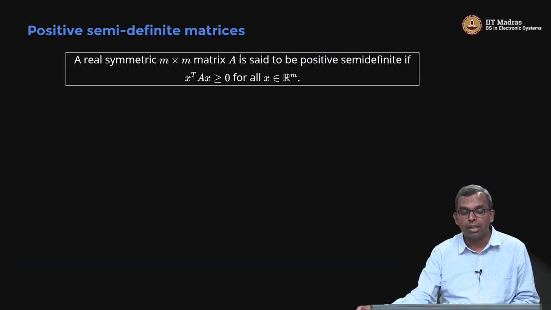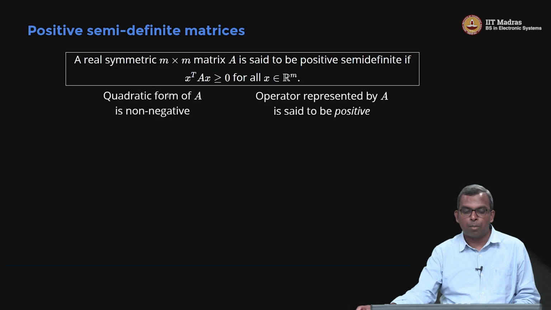So what should happen here? If I have a real symmetric matrix A, I know the quadratic form is x transpose Ax. If the quadratic form for all x is non-negative, then we say A is positive semi-definite. Now here is a couple of ways of interpreting this. First of all, it means that the quadratic form defined by A has to be non-negative for all x. And one more definition: this is a matrix definition, and you also have a corresponding operator definition. The operator represented by a positive semi-definite matrix we will say is simply positive. Okay, so this is just some definitions.